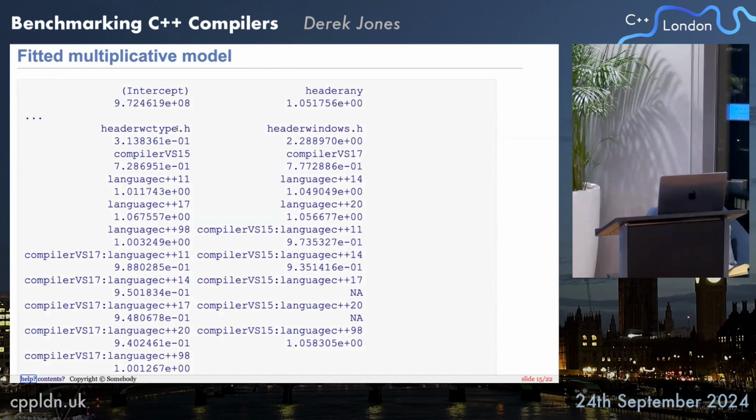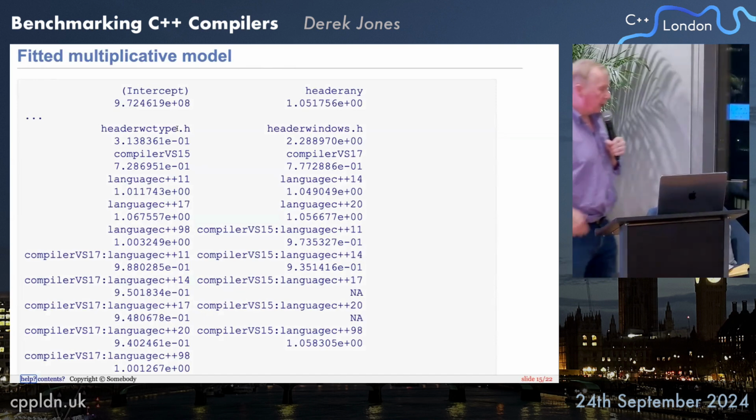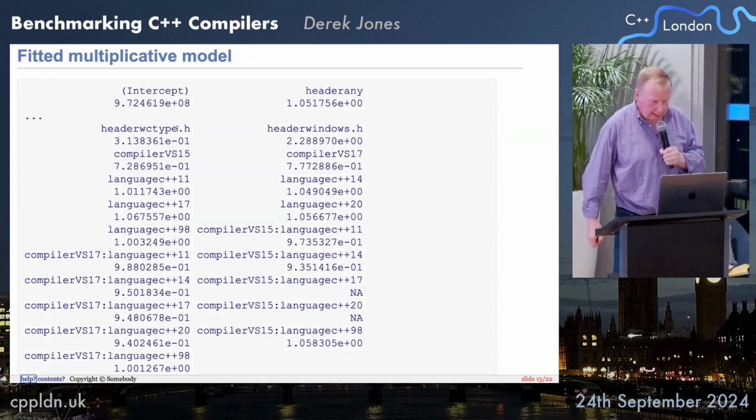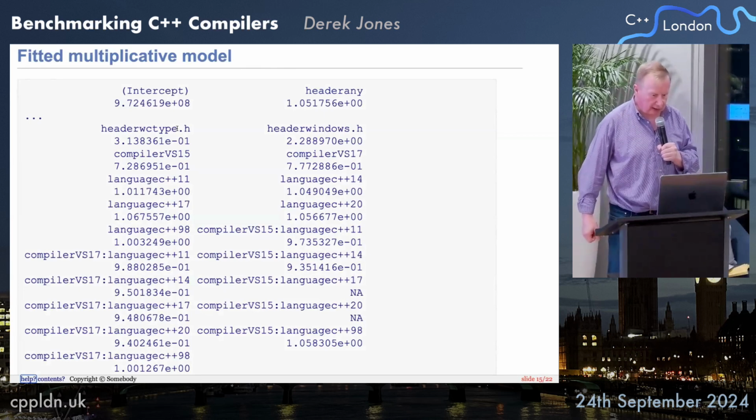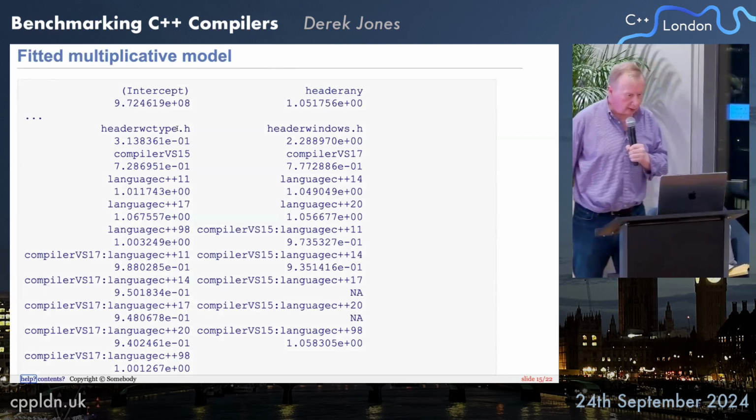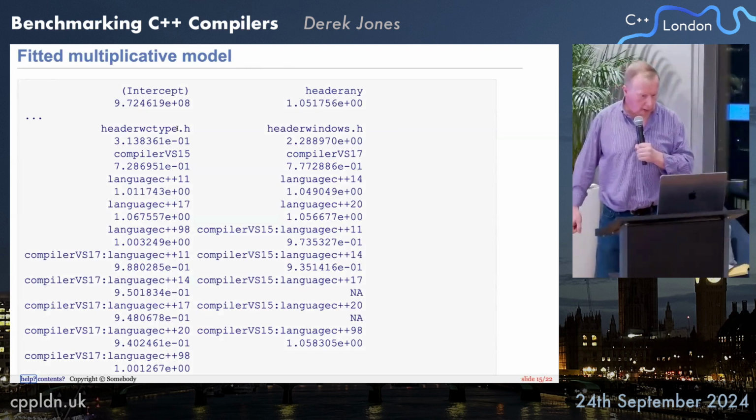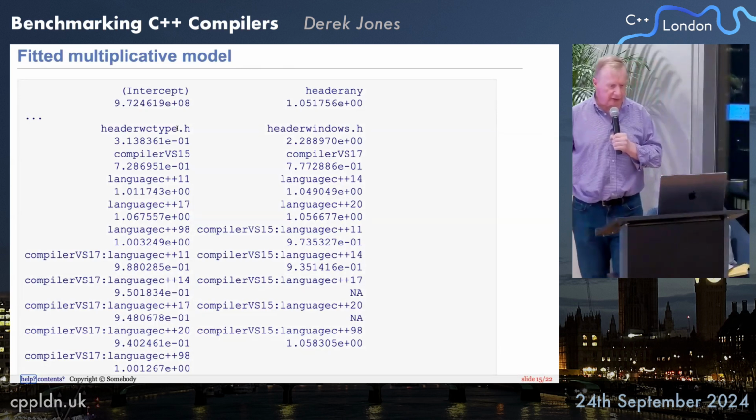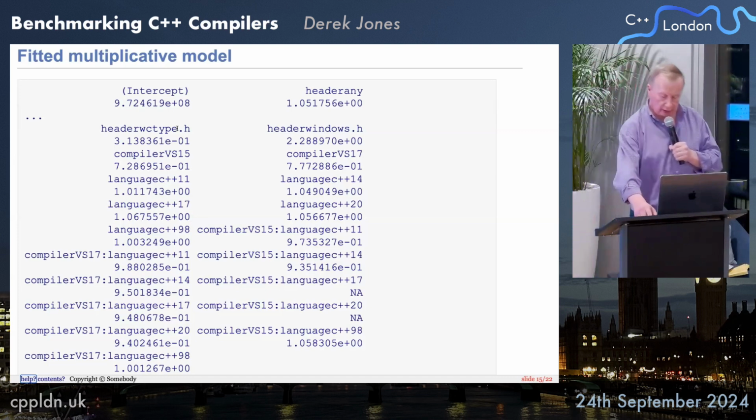14, it's all around 1. So the impact of the version of the standard is fairly small. And if we look at the impact of the compiler, where's the Clang one? There's a few interactions going on.